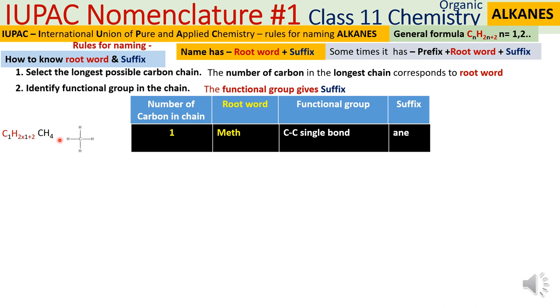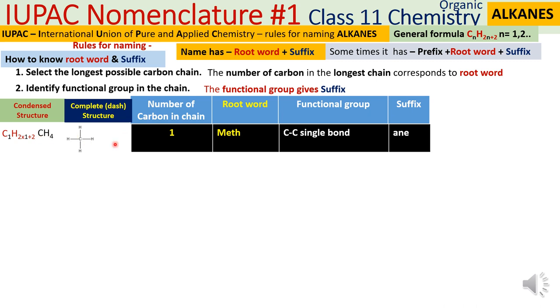And if I expand this structure, if I write the complete structure showing all the bonds present there, carbon is connected to 4 hydrogen atoms. So this is a tetrahedral molecule. This is the complete structure, whereas this is the condensed structure.